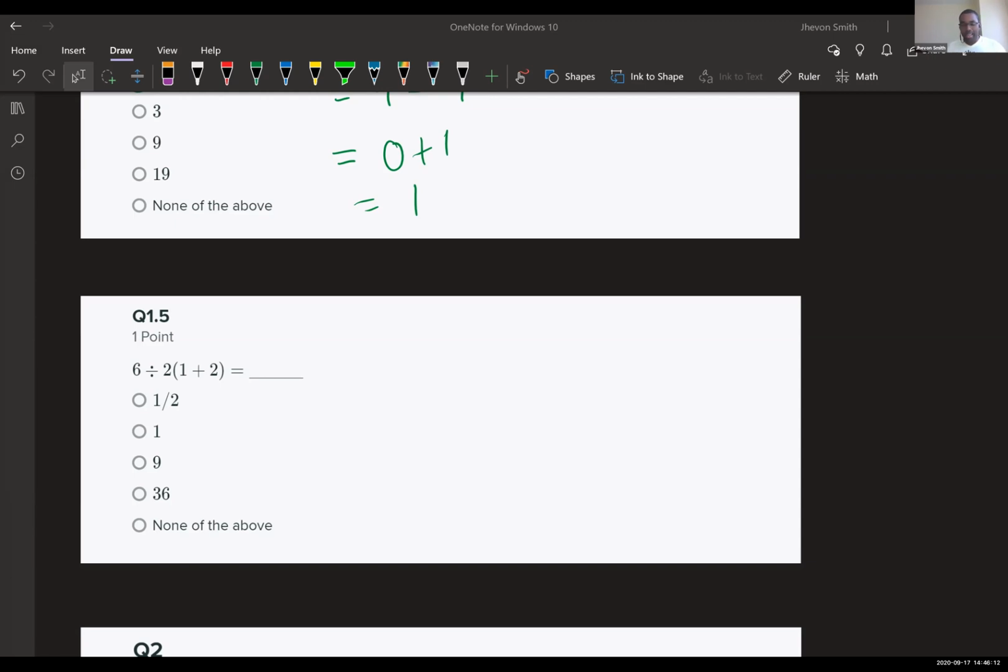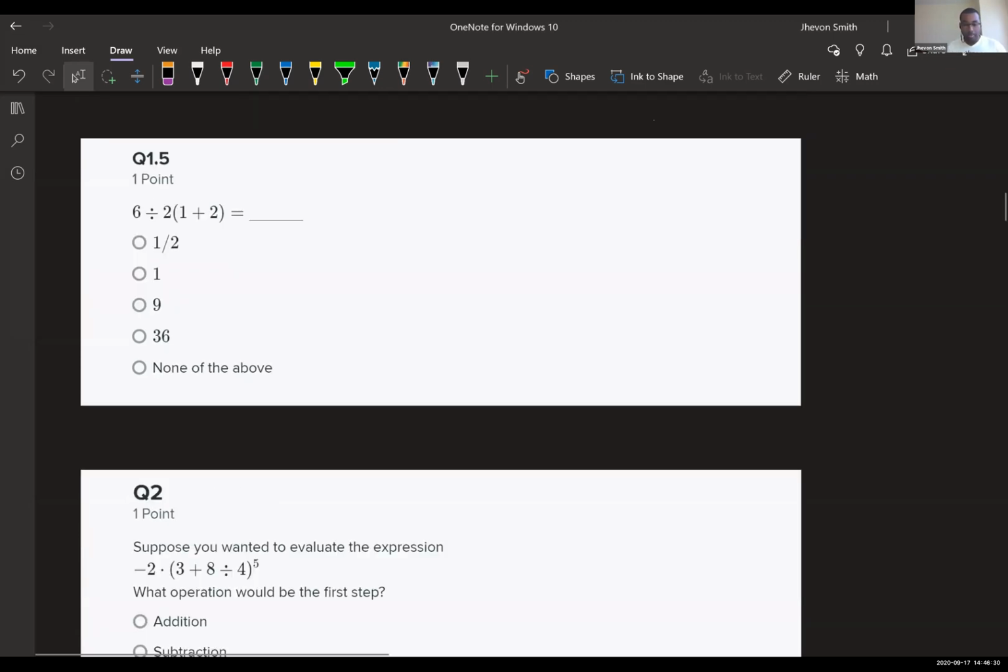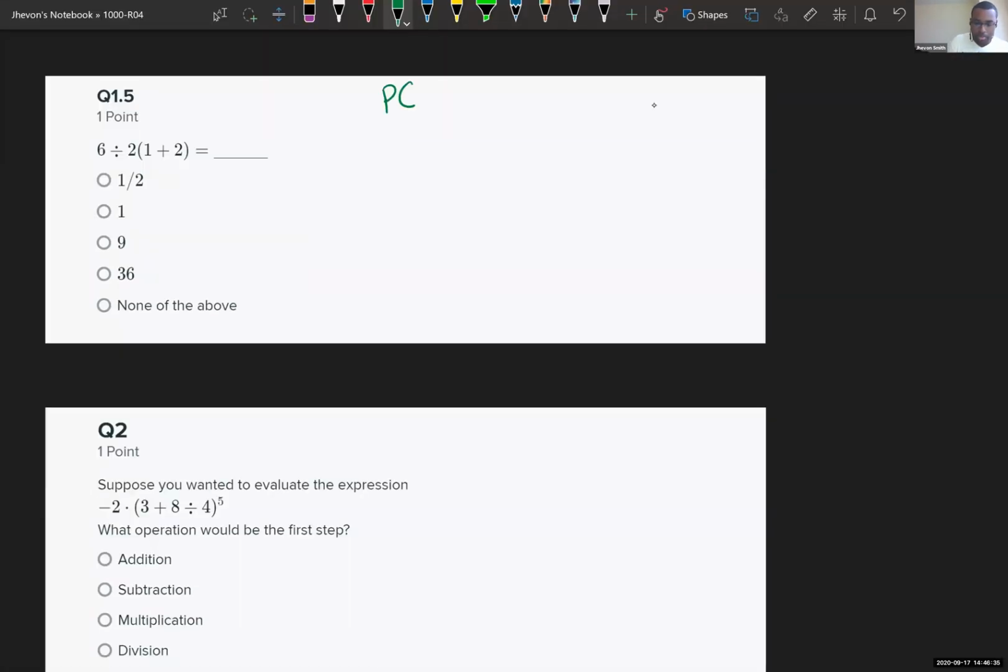So for a while there, C was way ahead. There were like 90% of people, but a lot of people came in with responses of B afterwards. 79% believe that the answer is C, which is 9, while 21% believe that the answer is B, which is 1. Let us see what the answer is. So again, it's PEMDAS. PEMDAS is saying that you should do what's in the parentheses first.